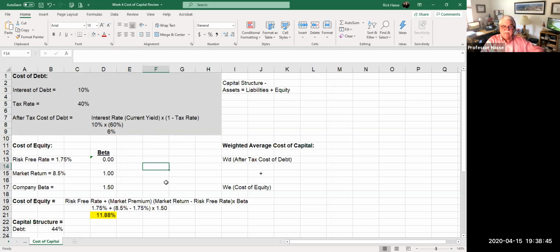Now, when I give you the tax rate at 40%, that's the combination of federal, state, and local taxes on income. It's not property taxes. It's not sales taxes. It's not payroll taxes. It's tax on the income, the profits of the company. It's almost impossible to get that rate on your own by looking at their financial statements. You can't get that. I will provide that for you, all right? But that's the combination of federal, state, and local.